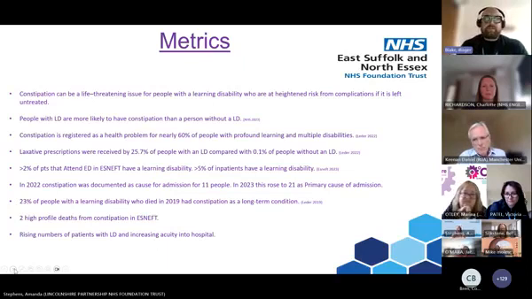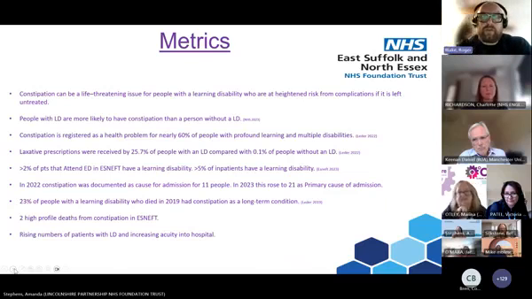LeDeR found that laxative prescriptions were received by over a quarter of people with a learning disability, compared to 0.1% of people without a learning disability. So a significant disparity in numbers there. When we're talking about ESNEFT specifically, less than 2% of patients that attended ED in ESNEFT have a learning disability, and less than 5% are actually inpatients.